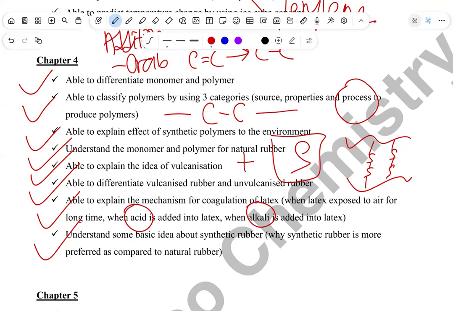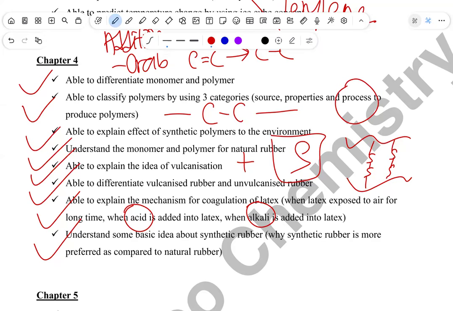Another one more thing, natural rubber, the properties fixed already, so they have limited application. But synthetic rubber, yeah, we have SBR, isn't it? We have SBR, we have nitrile rubber, silicone rubber. So different synthetic rubber have different properties. Okay, we can use different synthetic rubber to produce different rubber products. So more usage. Okay, so these are some of the things we need to know.